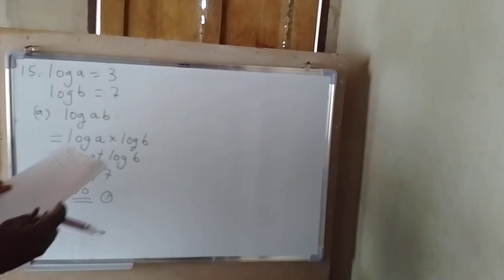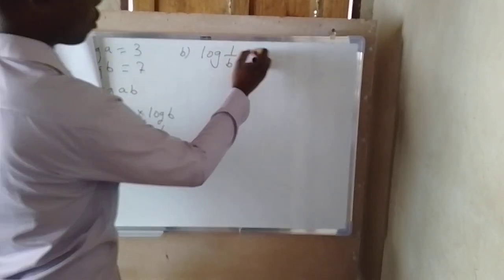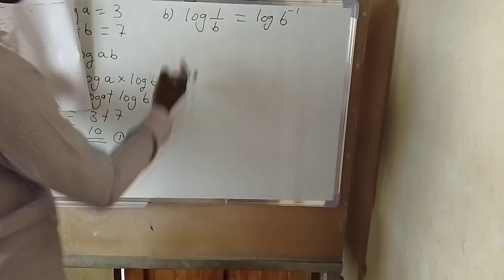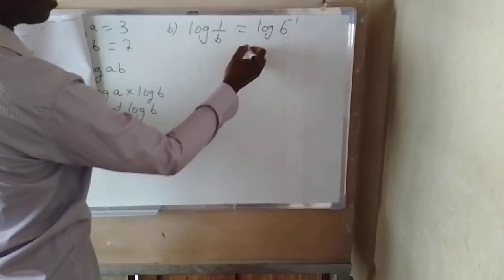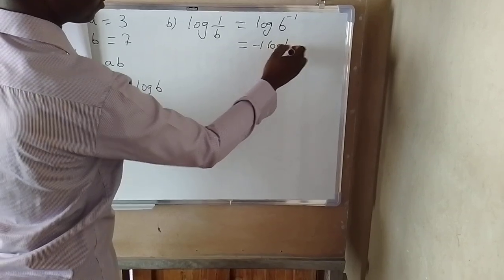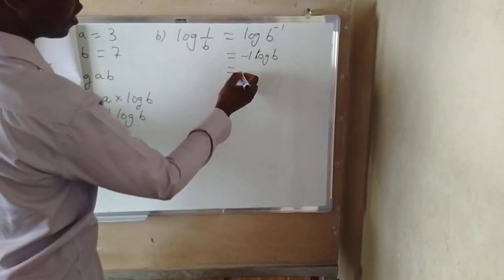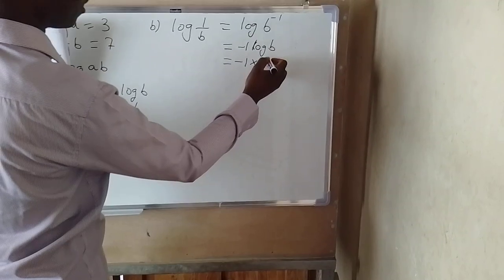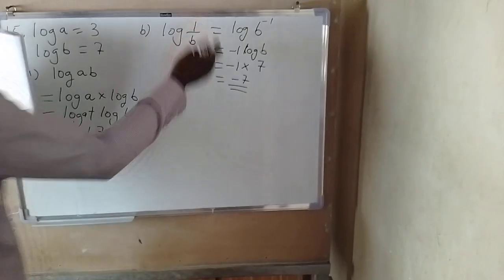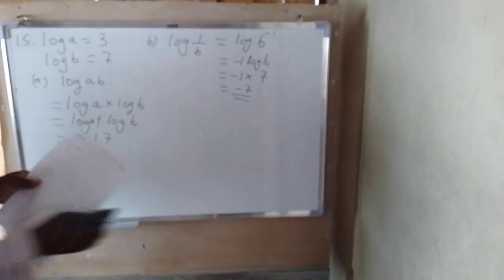Now, question B says log 1 over B. From laws of indices, 1 over B is the same as B to the power minus 1. So this is log B to the power minus 1. And from laws of logarithms, this is minus 1 times log B. And what is log B? Log B is 7. So we simply multiply minus 1 by 7. You get minus 7. So log 1 over B is minus 7. This is for 1 mark.